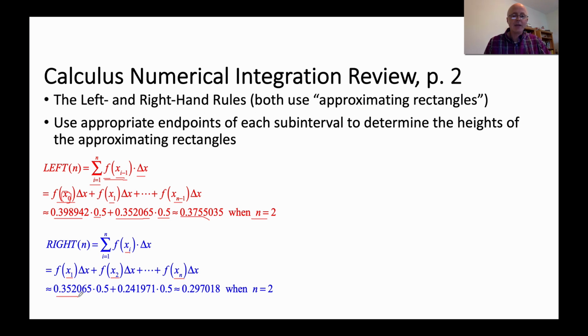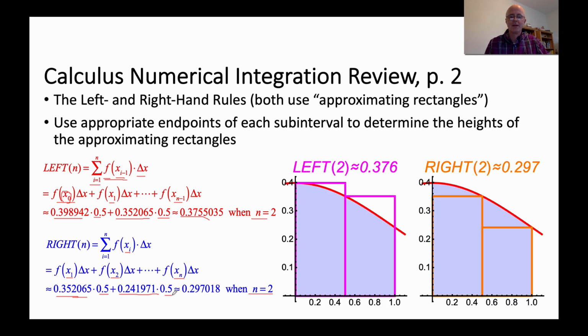This is for n equals 2 again. This here is f of 0.5. This here is f of 1. My interval, again, is from 0 to 1. x0 is 0, x1 is 0.5, x2 is 1. And delta x is 0.5. Here is the picture for both of these. Okay? So just take the time to look this over again.